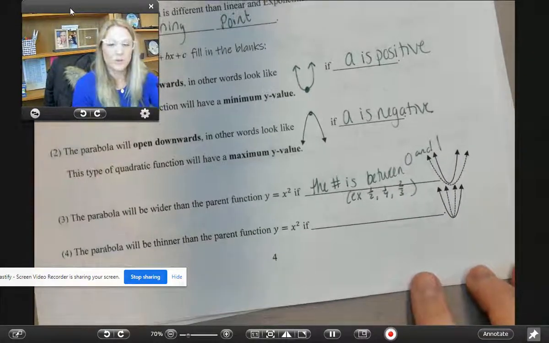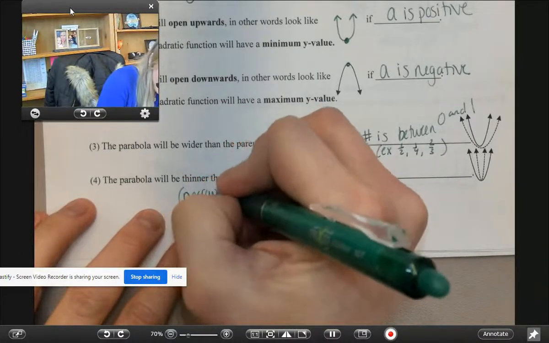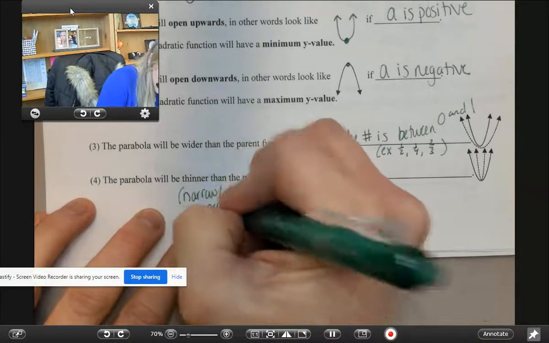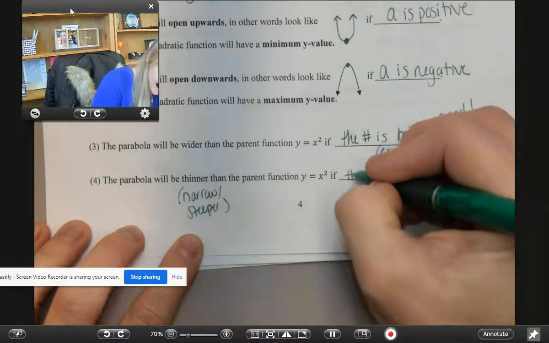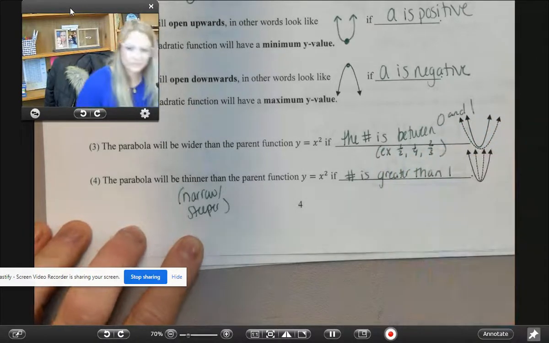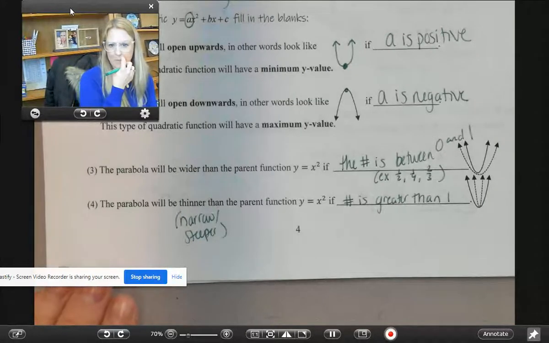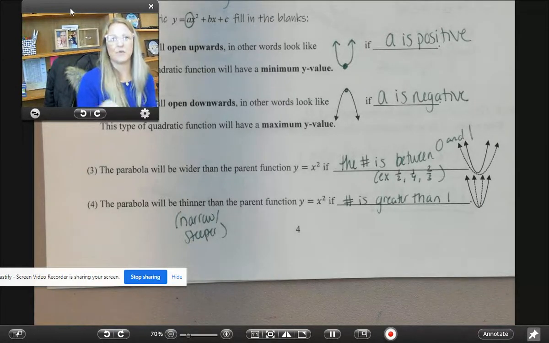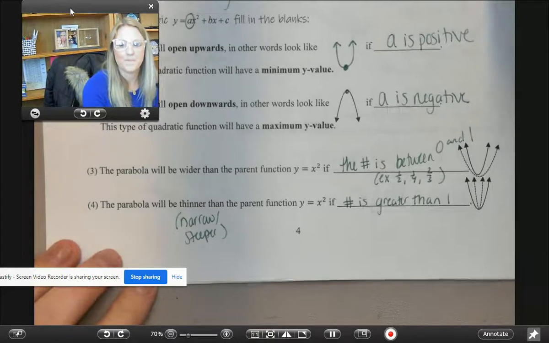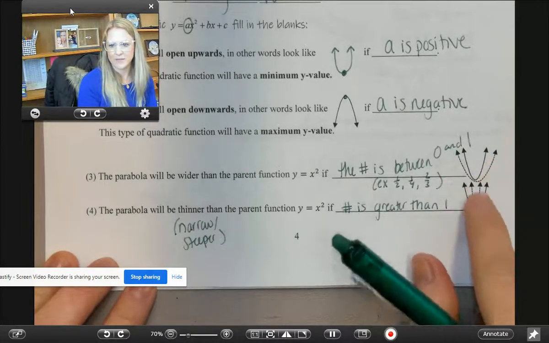Okay, and the parabola will be thinner, and I like the word narrow or steeper, when the number is greater than 1. Okay. Sort of like what we talked about with exponential functions, right? When we talked about what's it going to do when it's between 0 and 1 and what's it going to do when it's greater than 1. If it's greater than 1, it's going to go up a heck of a lot faster, so it's technically a thinner parabola. Okay? And there's a little sketch of what happens when you change it to something, right?